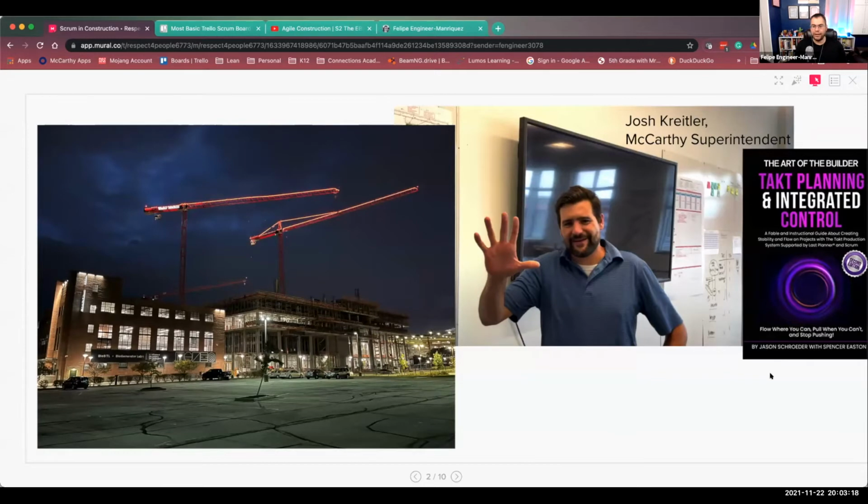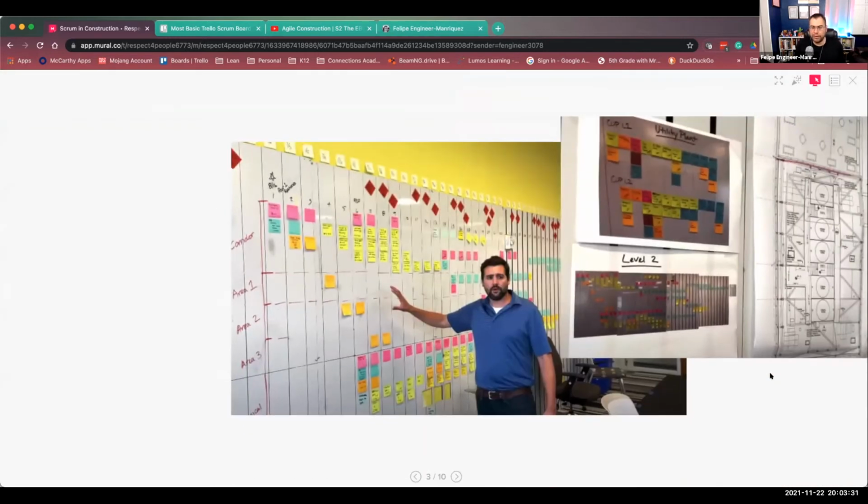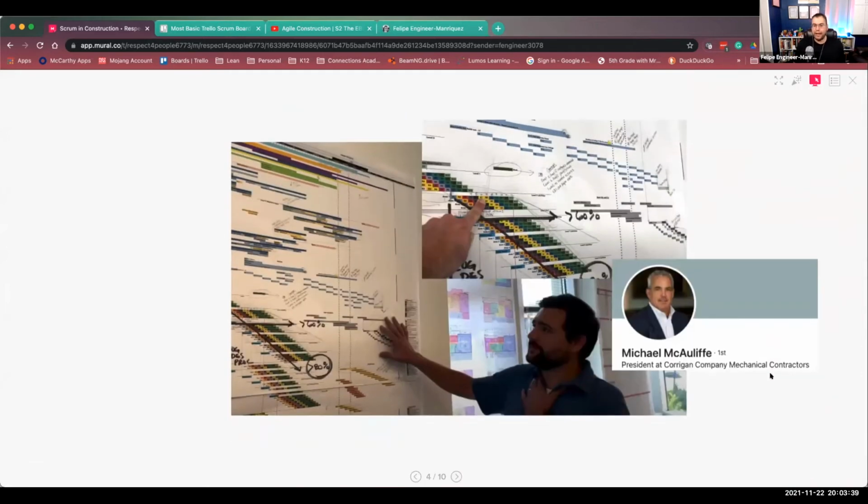So I said, Josh, it's okay. We have the answer. Takt Planning and Integrated Control by Mr. Jason Schroeder with Spencer Easton. And so they try it. Immediately, he builds upon Last Planner System. We don't throw out the baby with the bathwater. We keep doing the good things to help set up the right flow, the right trade involvement, and then he builds this Takt plan with trade partner collaboration, saves immediately nearly 4 months off the schedule.